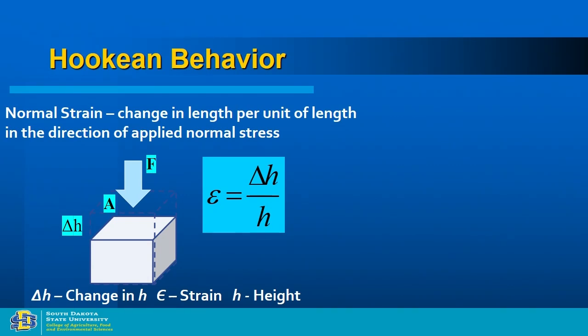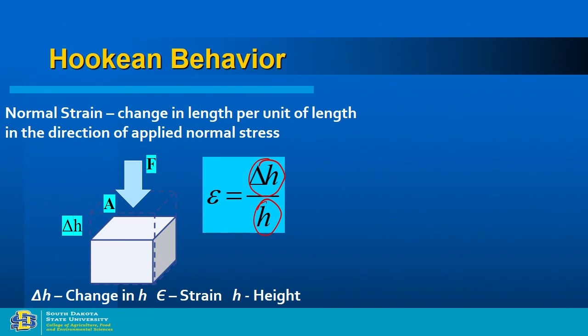So now we talked about the stress. In terms of Hookean behavior, normal strain is the change in length per unit of length in the direction of applied normal stress, so force over area. Change in height divided by original height gives you the deformation. Deformation over original height gives you the strain, and that's how you calculate the stress and strain values. So what happens when you are calculating in one direction? What happens in another direction?